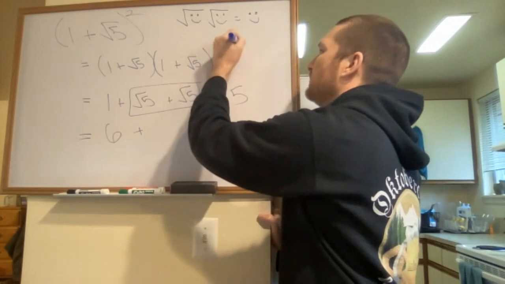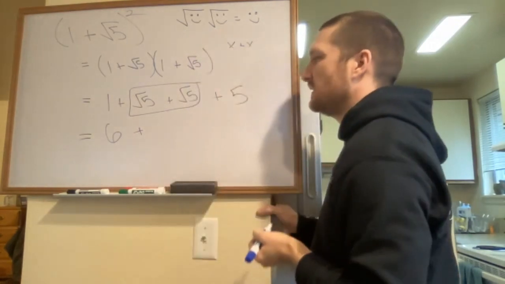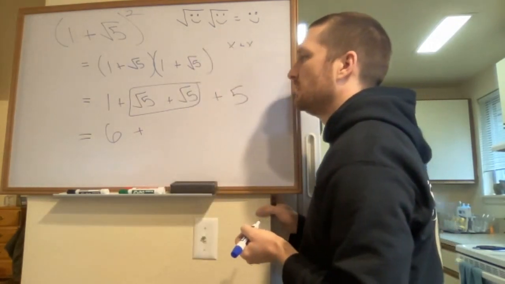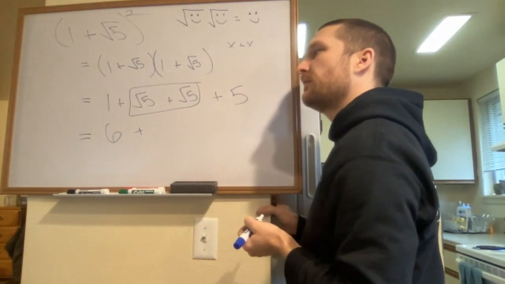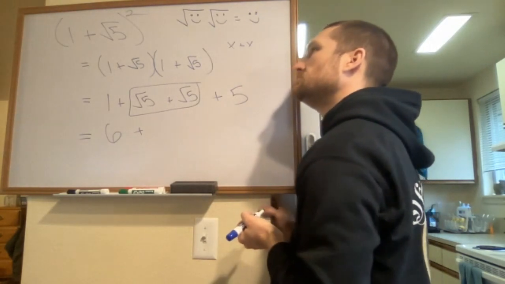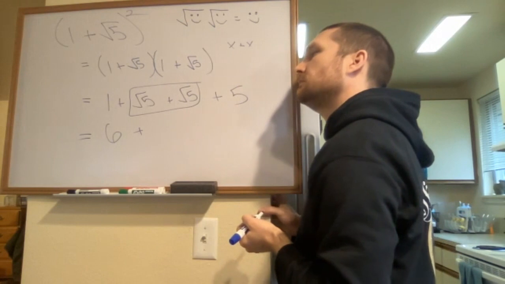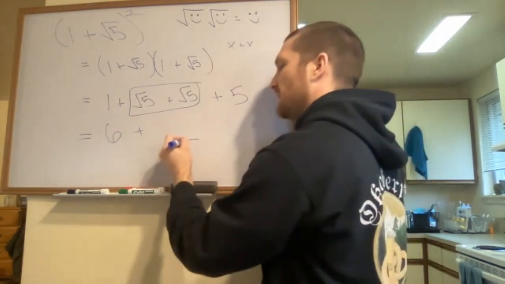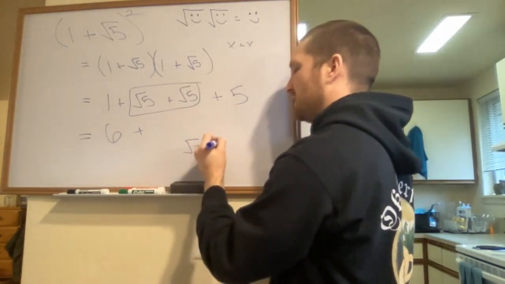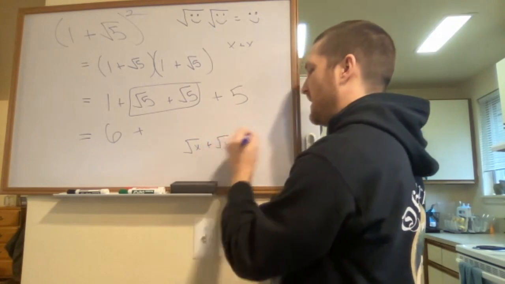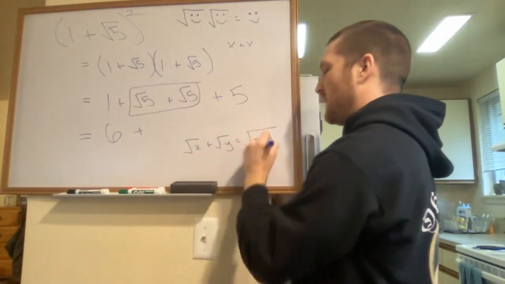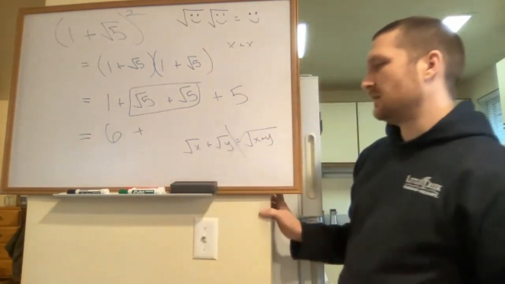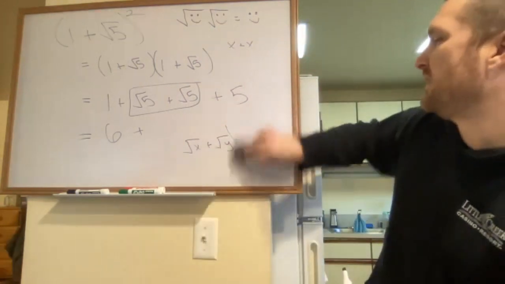What if I had square root of x plus square root of x? Would that be the same as the square root of 10? Because I think so. Because it's not the case that the square root of x plus the square root of y is equal to the square root of x plus y. That is not true.